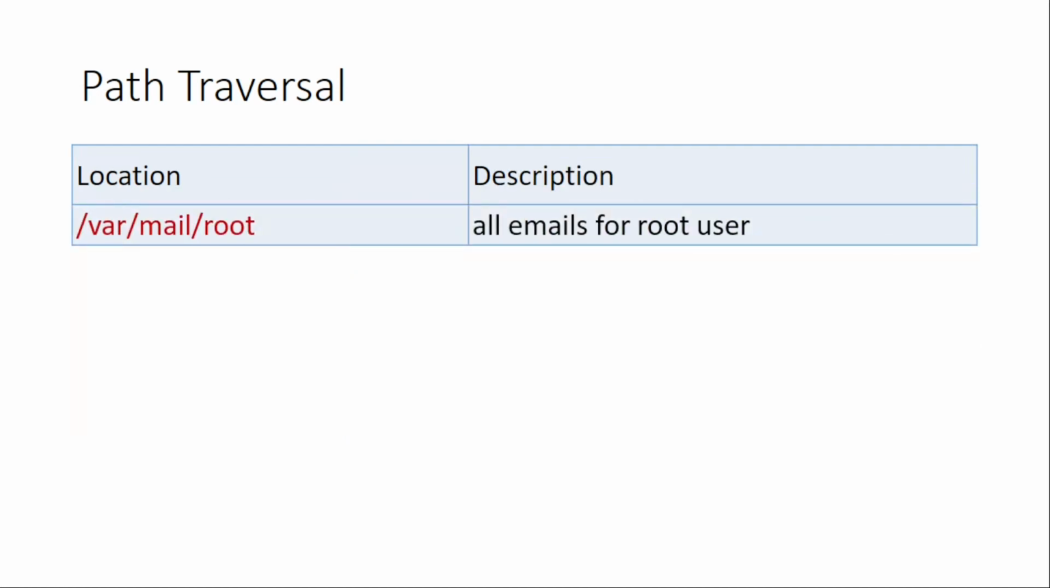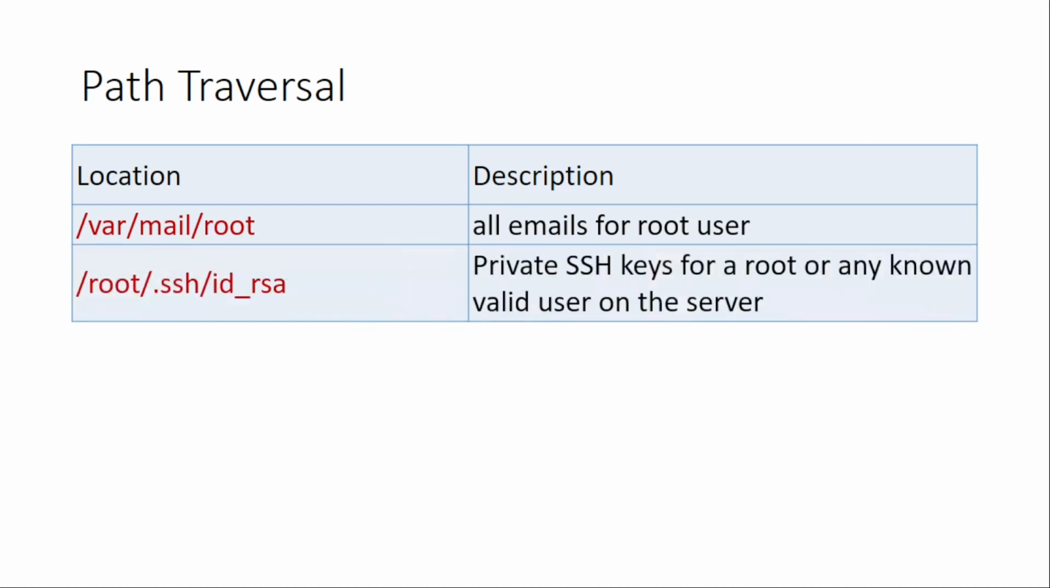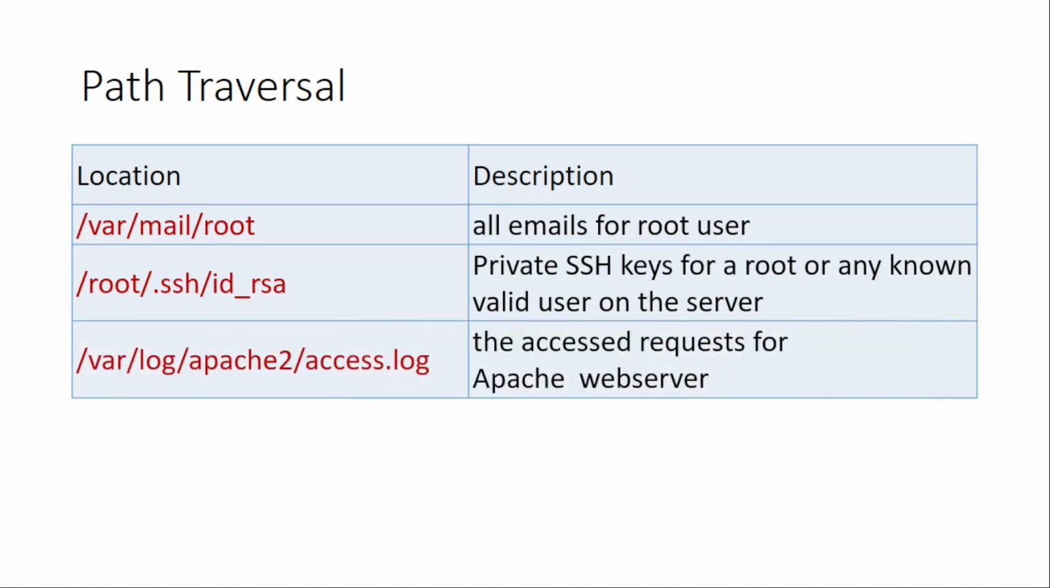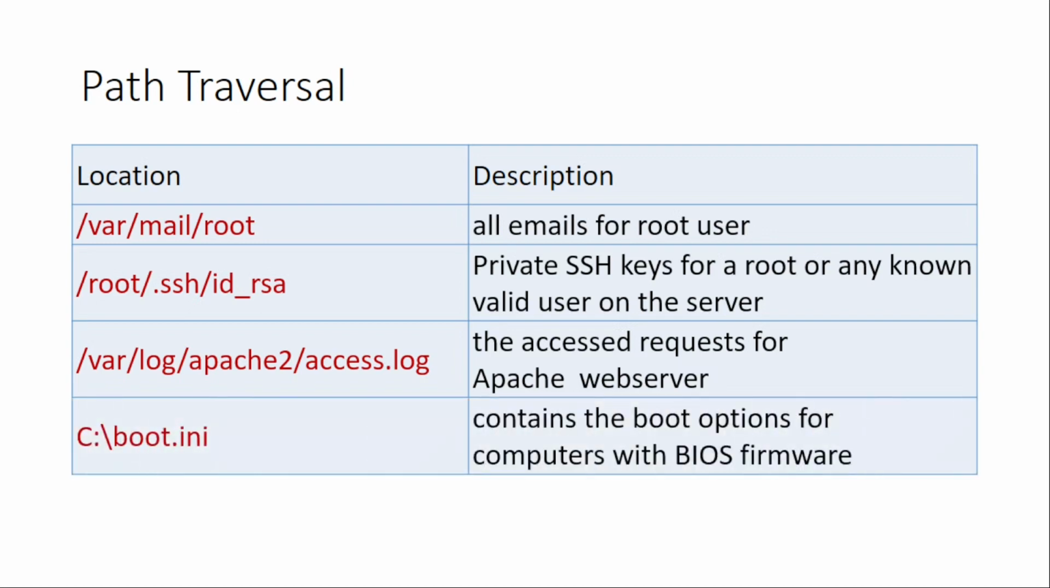There's also /var/mail/root, which contains all emails for the root user, and this one contains private SSH keys for root or any known valid user on the server. There's also /var/log/apache2/access.log, which holds the access requests for the Apache server, and also boot.ini, which contains the boot options for computers with BIOS firmware, and this one is for Windows.